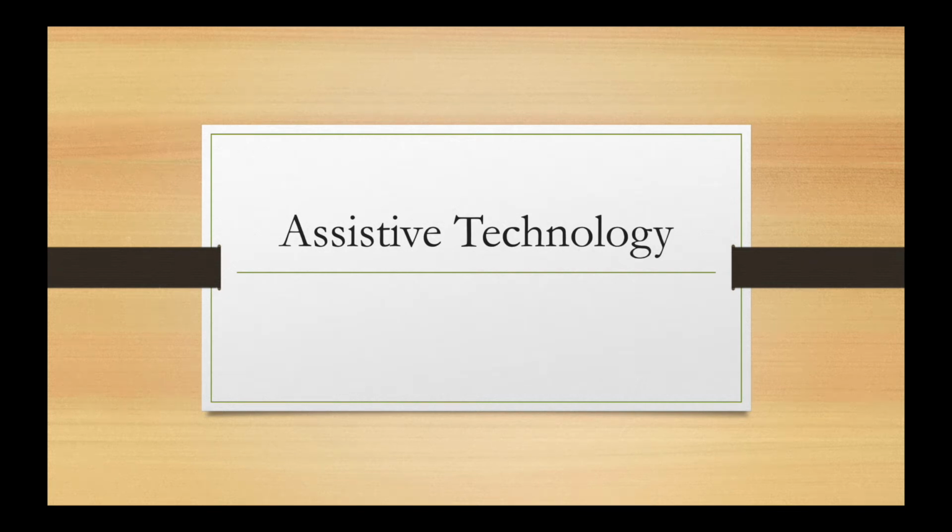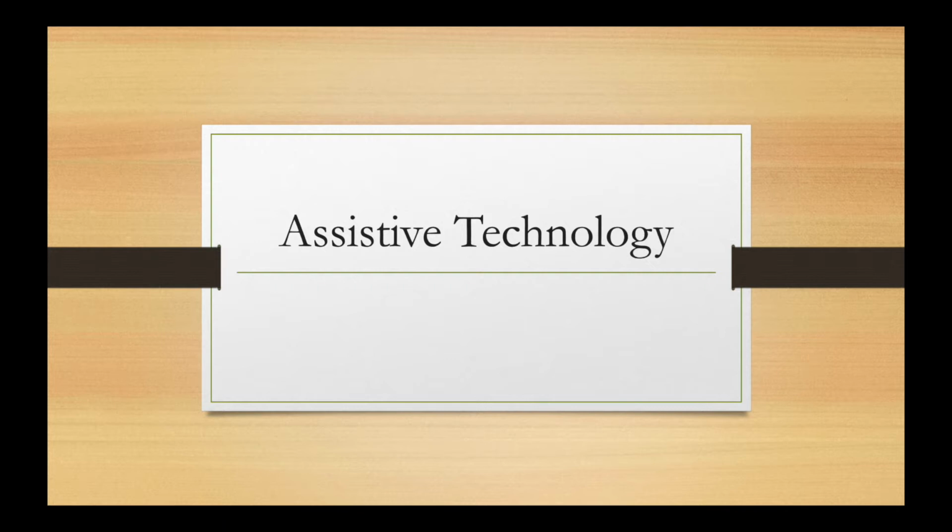So I chose to do my Genius Hour project on assistive technology, and first I want to start off by defining it. So the most recent definition is from the Individuals with Disabilities Education Act, passed in 2004, and it defines an assistive technology as any item, piece of equipment, or product system, whether acquired commercially, off the shelf, modified, or customized, that is used to increase, maintain, or improve functional capabilities of a child with a disability.